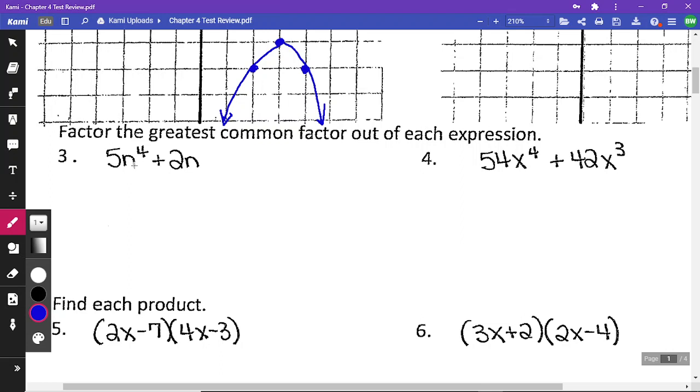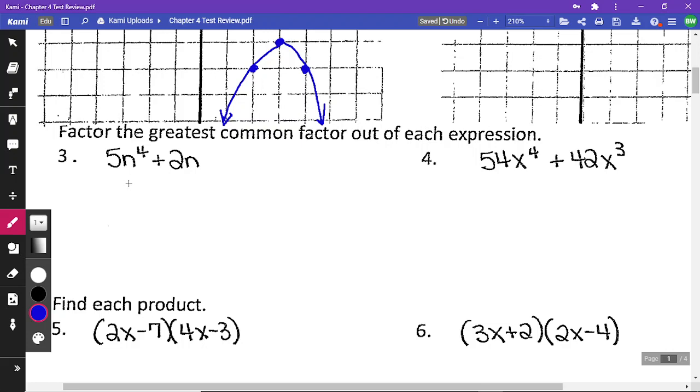And you also look at the variables. So with numbers, there's nothing, because there's no common factor of 5 and 2. So looking at the variables, you look at each variable. In this case, there's just one variable, and that's n. And the one with the smallest exponent is your greatest common factor as far as variables are concerned. So that's n, because it's to the first power, and that's smaller than the fourth power. So that's our greatest common factor.